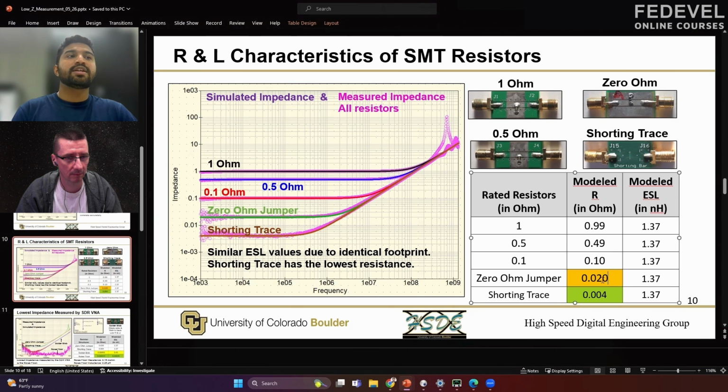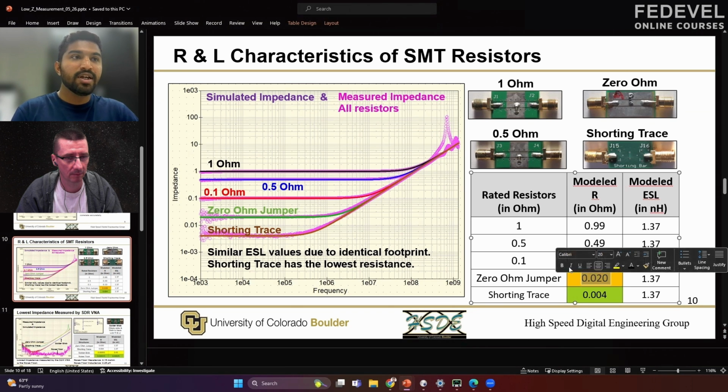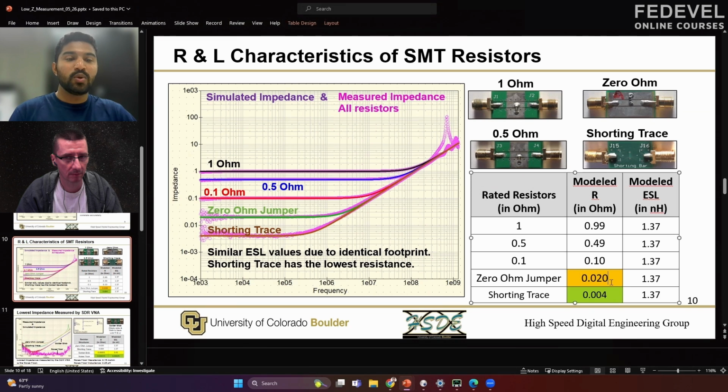And this is one interesting fact that I would like to tell everybody. Everybody knows that the 0 ohm jumper is not actually a 0 ohm resistor. It should have some resistance to it. But now we exactly know what the resistance of a 0 ohm jumper is, and it's in the 20 milliohm range. And the shorting trace has a resistance of 4 milliohms, and that's really low.